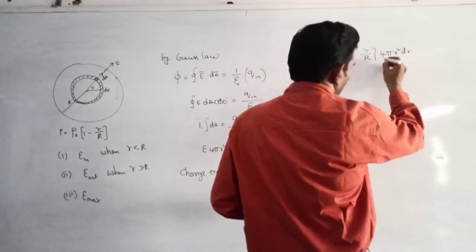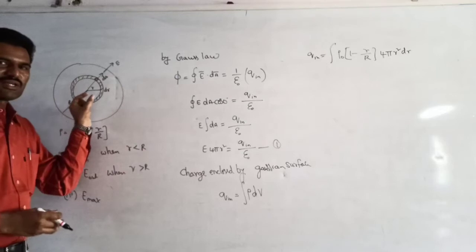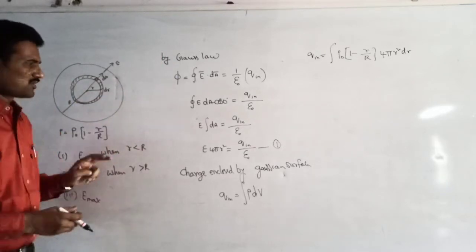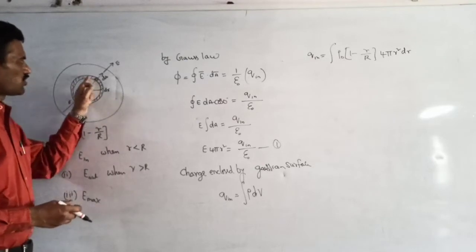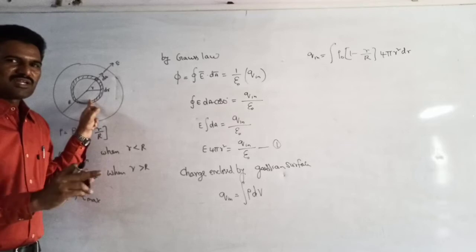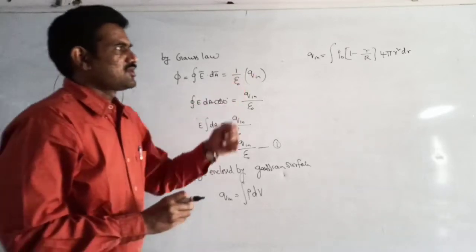This is the volume of the spherical element. Surface area 4 pi r square is the surface area, and dr is the thickness. So that surface area and thickness will give us the volume of the element. You can't write the total volume of this sphere as 4 by 3 pi r cube, because the charge density is not constant here, it is variable. And so now we need to write this integration.